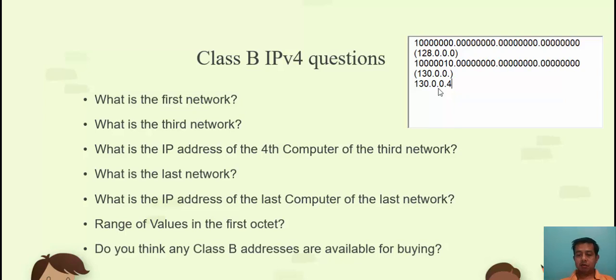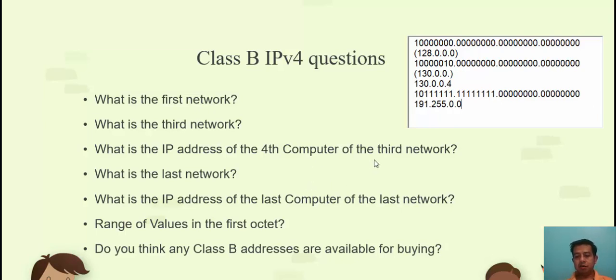What is the last network? Can you think of what is the last network? The last network would be when these are all ones. First two bits are fixed to be 10, then all ones here, then again all ones here. This is the last network. If you convert it into decimal, this should be 191, then 255, then 0.0. This is the last network in class B.